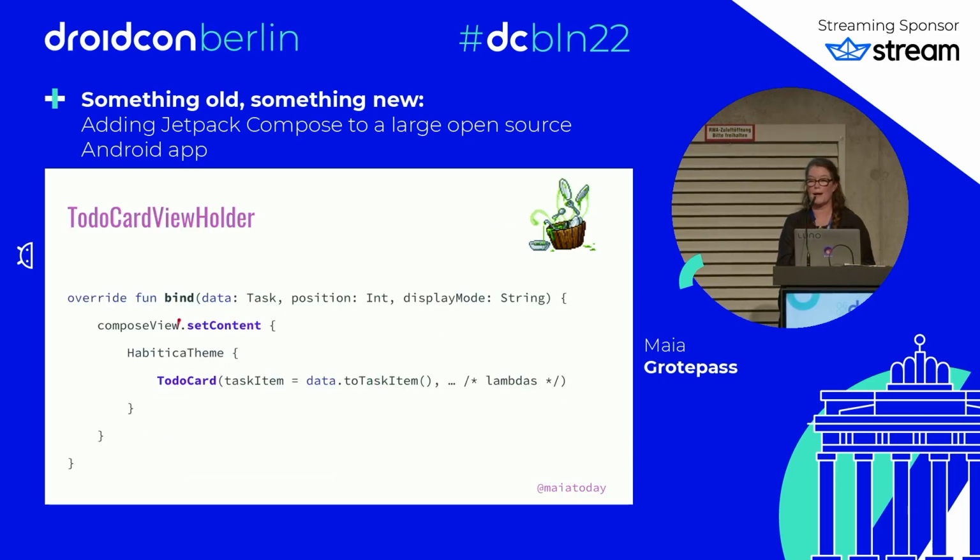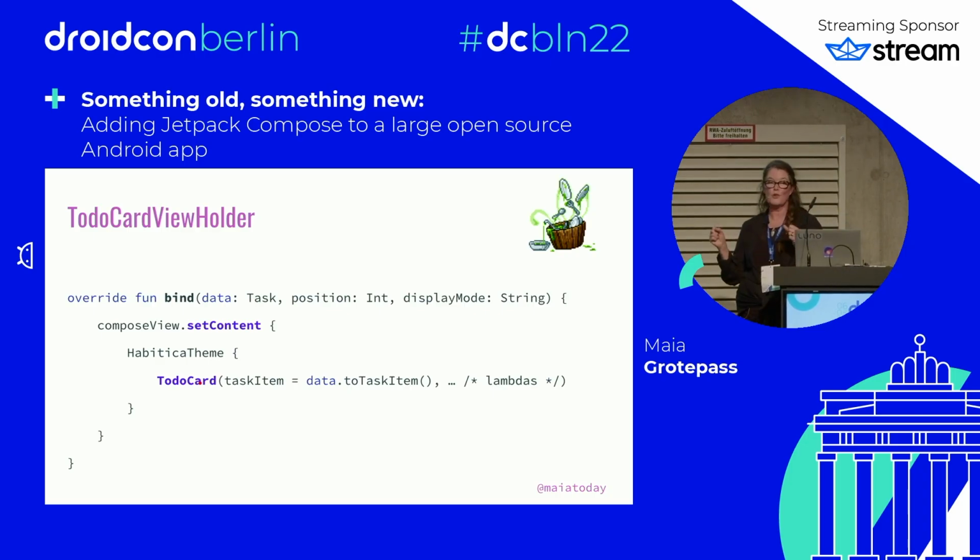This is what the bind method would look like. You get this data in here, and then this view holder has a compose view. You just call set content. So this should look familiar to anybody who's done any compose. You call set content. There I'm setting the theme, and there's my to-do card composable function that I created. There was a little bit of conversion here to populate that to-do card.